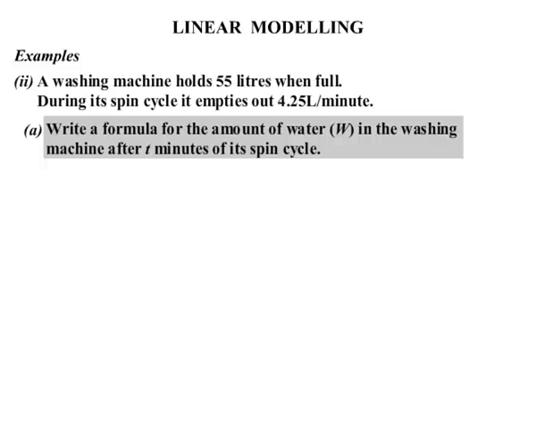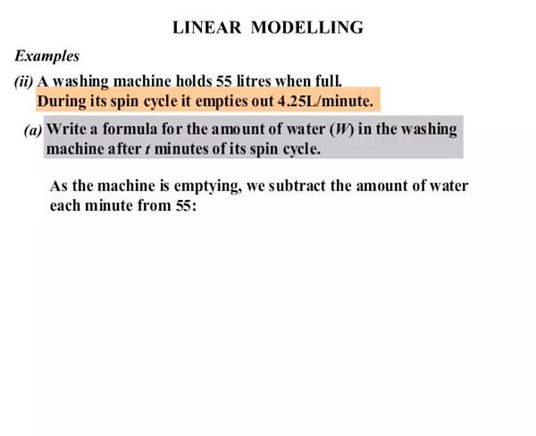We need to write a formula for the amount of water, W, in the washing machine after T minutes of its spin cycle. Now we're told that during its spin cycle it empties out at 4.25 litres per minute. So we can say that as the machine is emptying, we're going to subtract the amount of water each minute from 55. Okay, 55 was the original 55 litres when full.